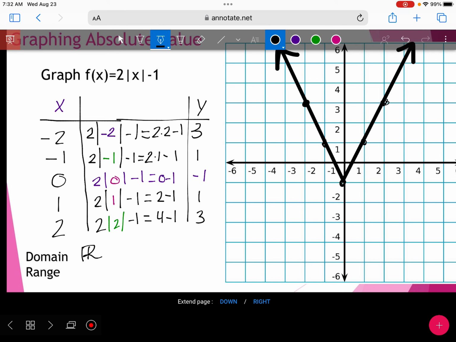And our range? Yeah, y is greater than or equal to -1. So we're all positives, you're right, but it does go a little bit lower than that. So we got to make sure to include the little tip of our V. So y is greater than or equal to -1.